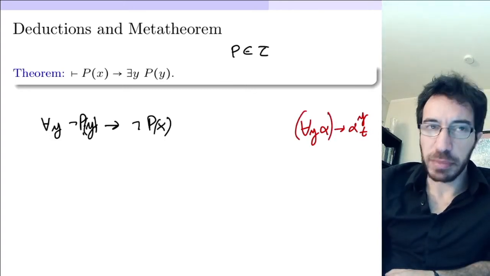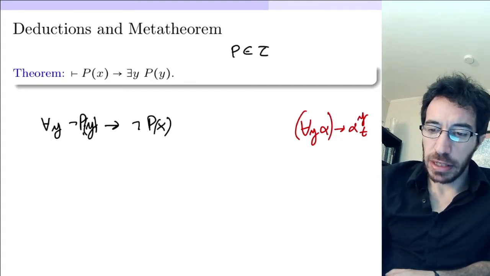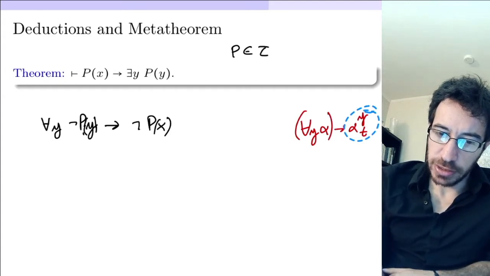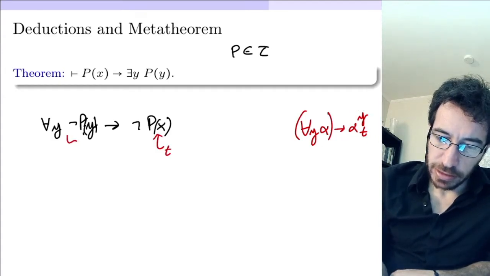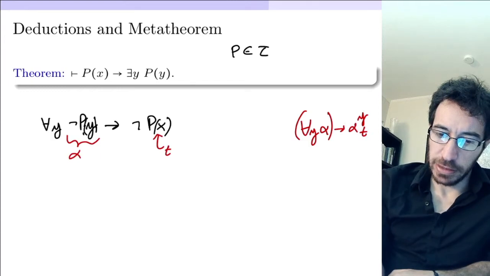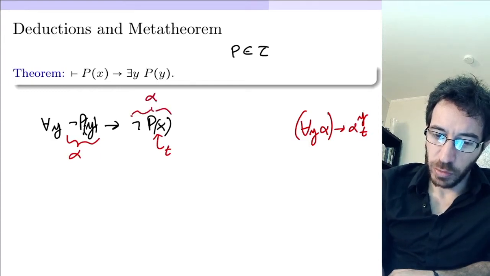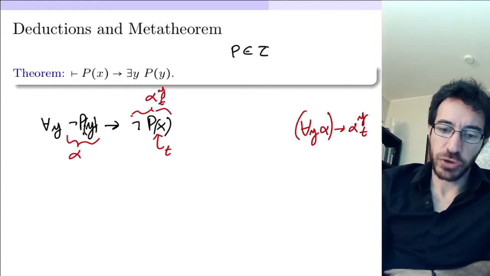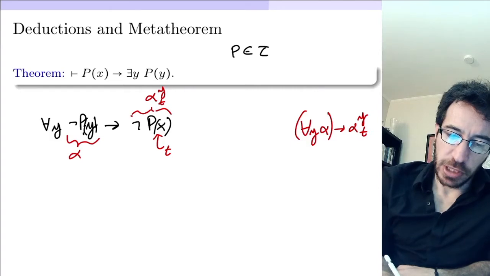And remember, this means replace every occurrence of y by t. So here, this is t, and this is alpha. And this thing up here is alpha, where y is being replaced by t, right? So that's our first thing in the deduction.